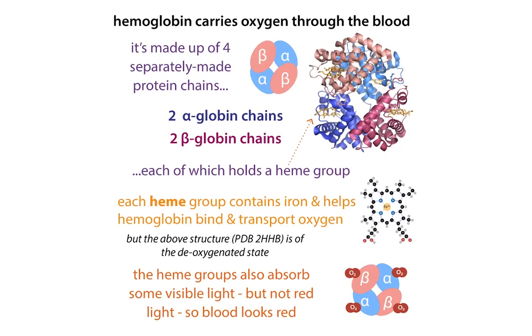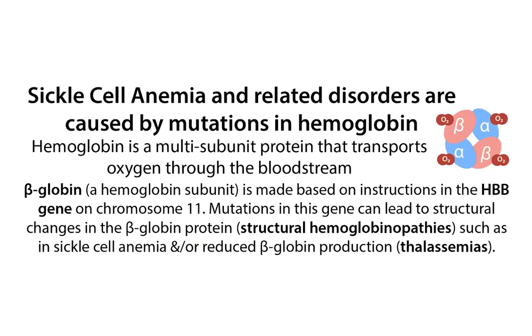So each of those chains, whether it's an alpha chain or a beta chain, can hold on to a heme group, and that heme group is going to hold on to iron, and that iron is going to be what binds to the oxygen. What happens is that you can get disorders if you have mutations in the genes that are encoding for, or that basically have the instructions for making, those alpha chains or those beta chains.